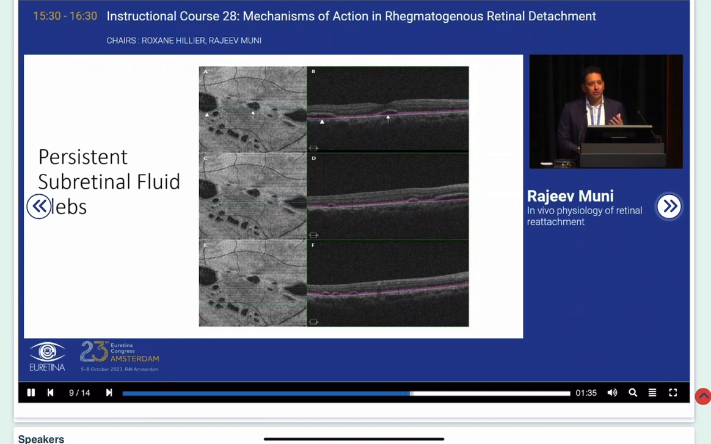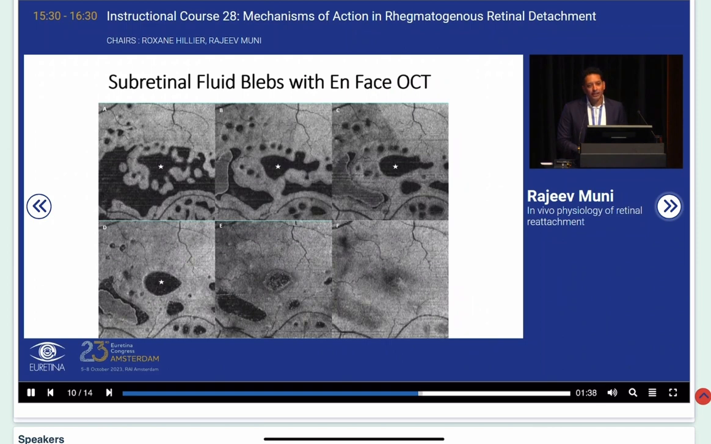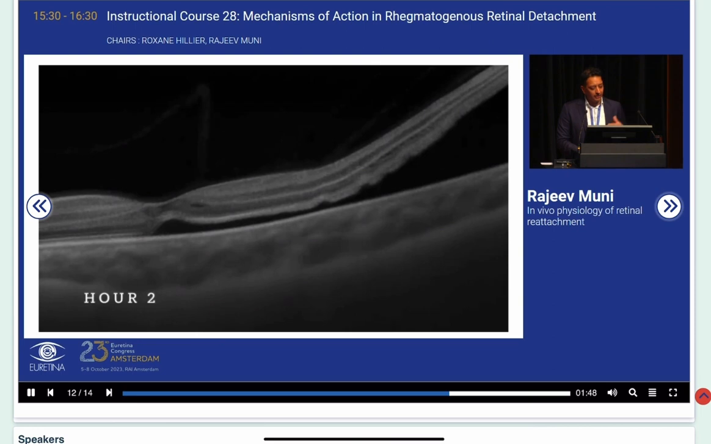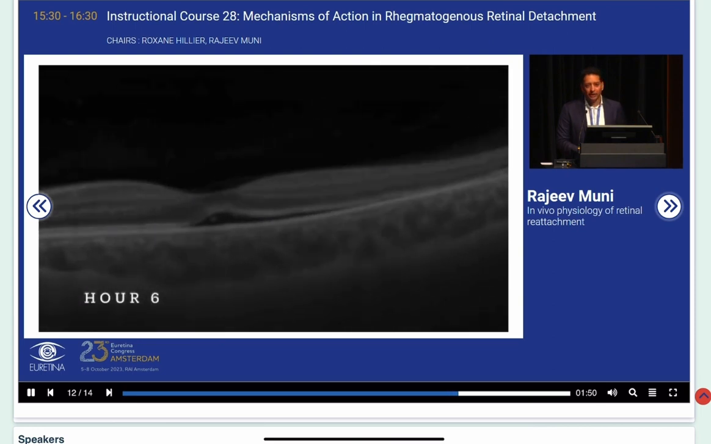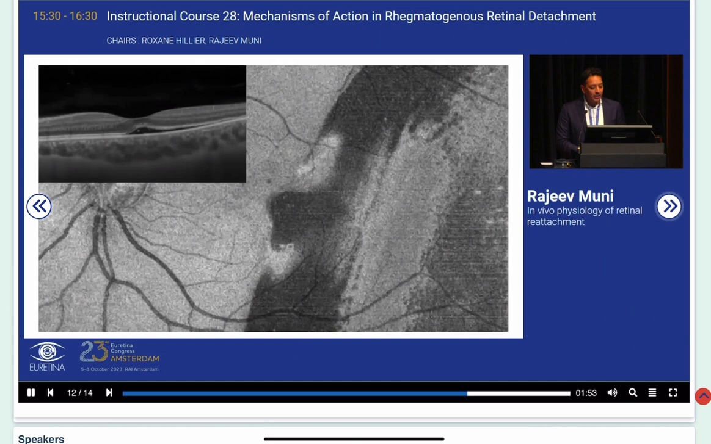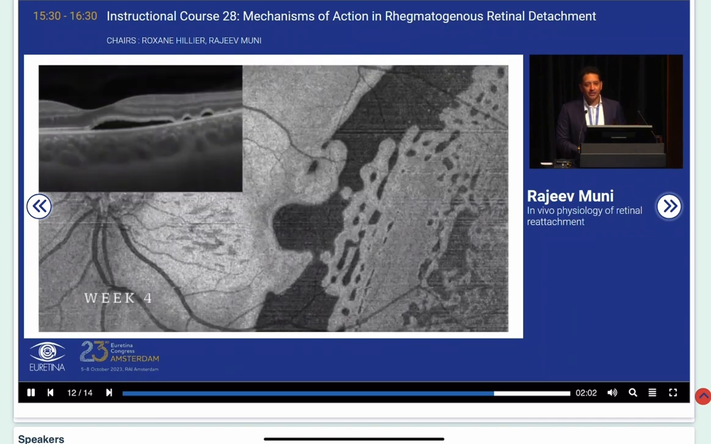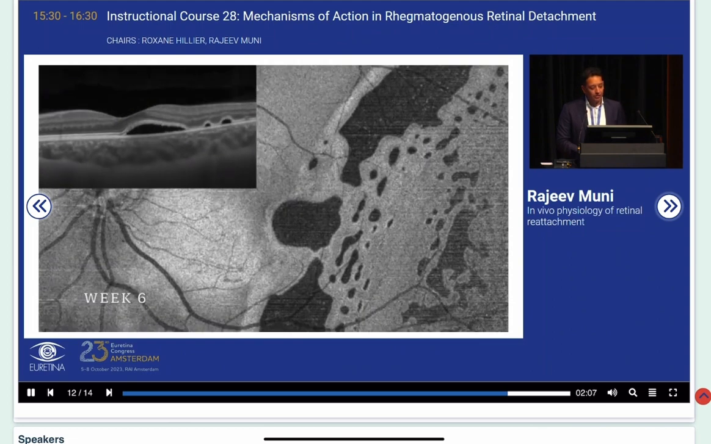Subfoveal fluid blebs can be beautifully seen with en-face OCT, and here you can see how the subretinal fluid gradually reabsorbs over time. This is a patient with an inferior dialysis who had a pneumatic retinopexy. Here you can see over time that the fluid is naturally reabsorbing by occluding the retina or tamponading the break. And you see this subfoveal fluid and subretinal fluid that gradually reabsorbs over time, just like puddles drying up in the sun. And you can see with this time-lapsed en-face OCT video how the fluid nicely resorbs.